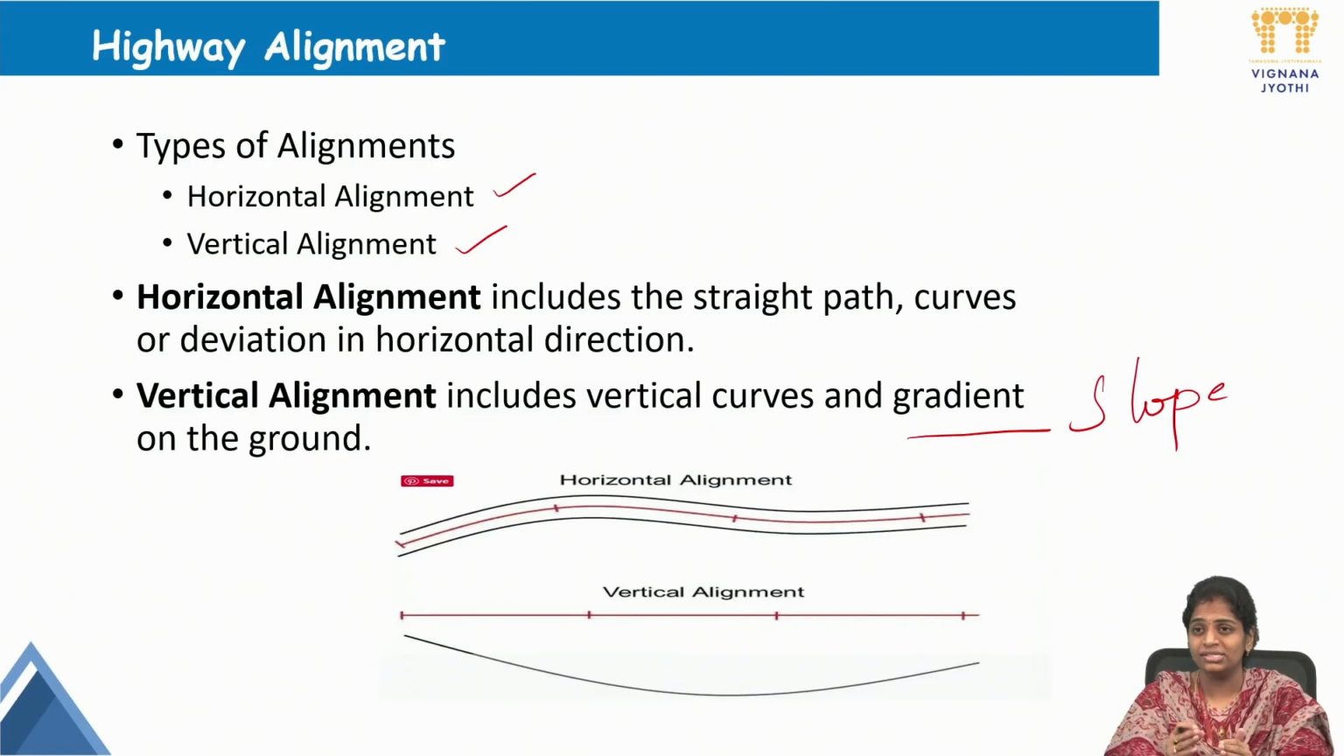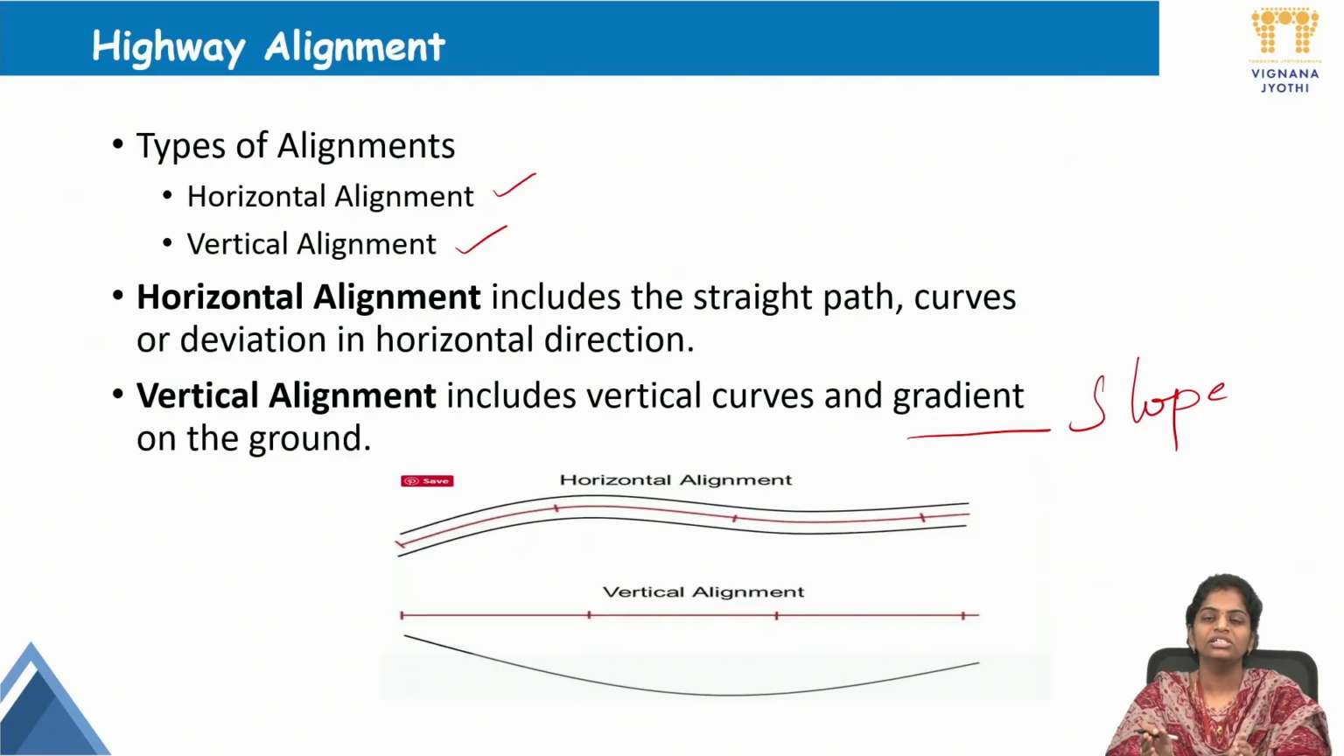When we want to raise and fall on a particular road, or we want to reach some elevation, or we want to get down an elevation, we use vertical alignment. When we want to change the direction of our travel, we use horizontal alignment. Hope you all understood the difference between horizontal alignment and vertical alignment.